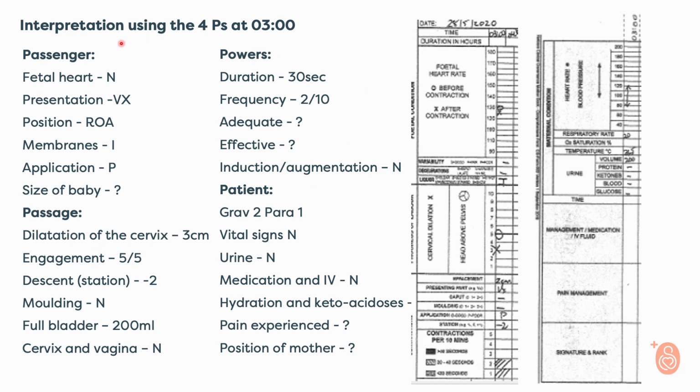So in general, if we look at what we see here at 3 o'clock, there's nothing that's really abnormal. There's nothing that really worries us. The passenger is in a good position. The powers we need to still determine. The patient is in a good condition. The only thing that we are worried about a little bit is the fact that the head is so high. So we need to see when the patient progresses, when there's more better contractions, whether this situation will improve or not.